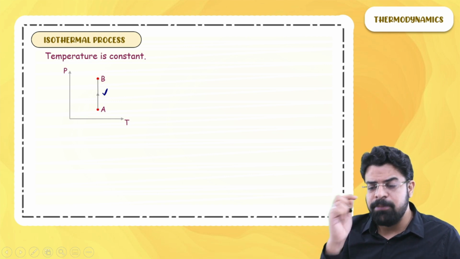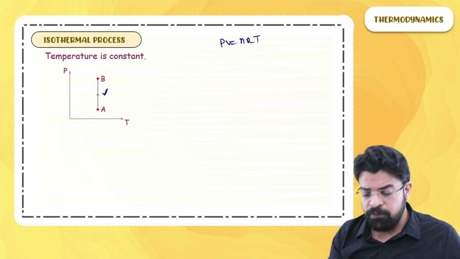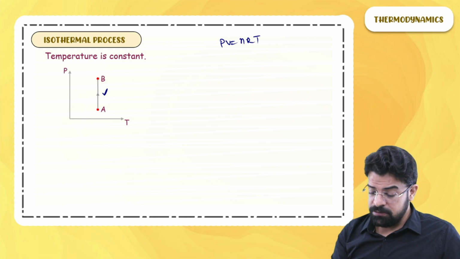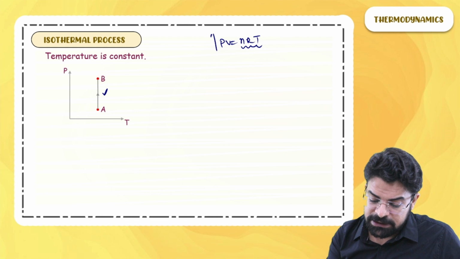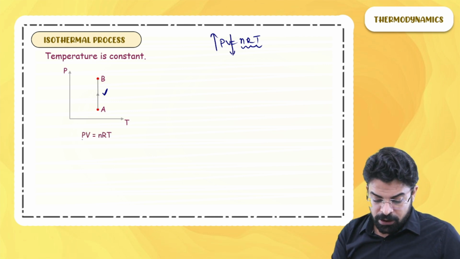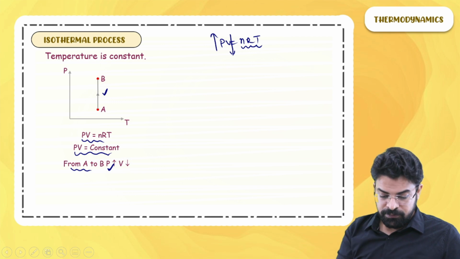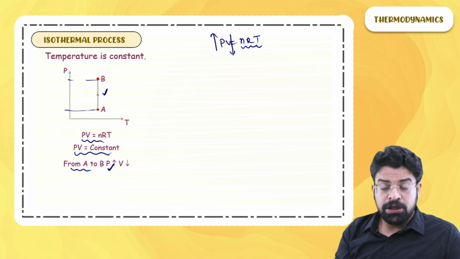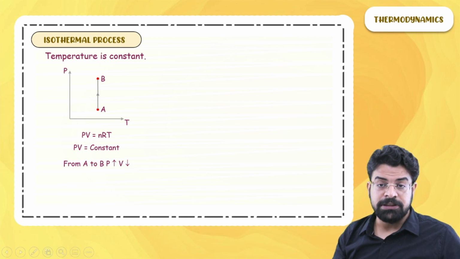What can we say about volume? Sir, from PV equals nRT, for a constant temperature process, the right hand side will be constant. So if the pressure increases going from A to B, then the volume should decrease. As PV equals constant, from A to B the pressure increases. B has higher pressure than A, so B will have lower volume than A, and the volume decreases.